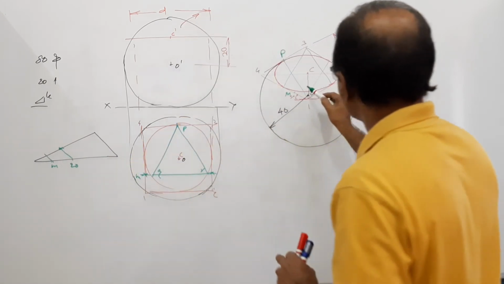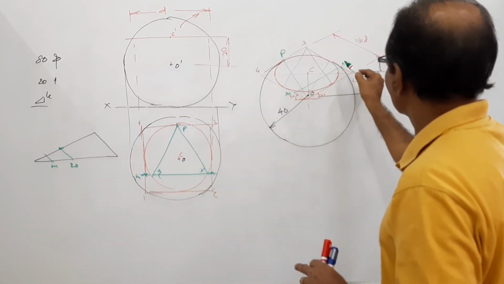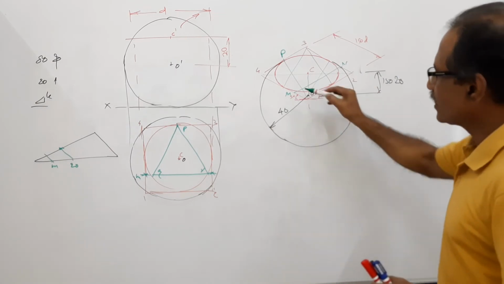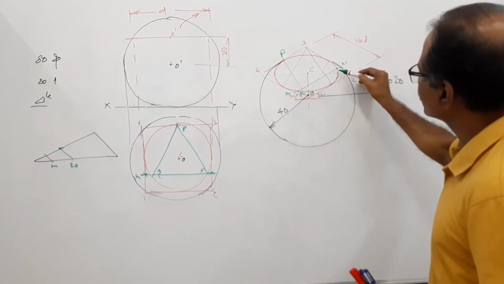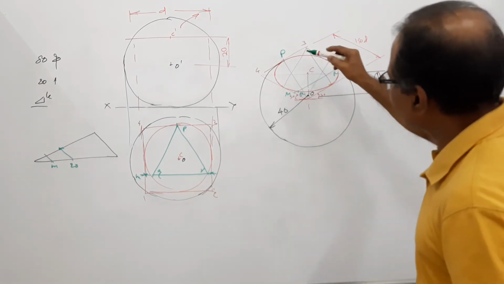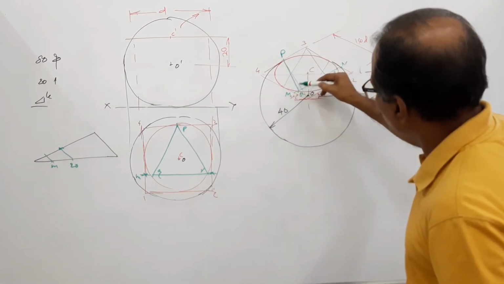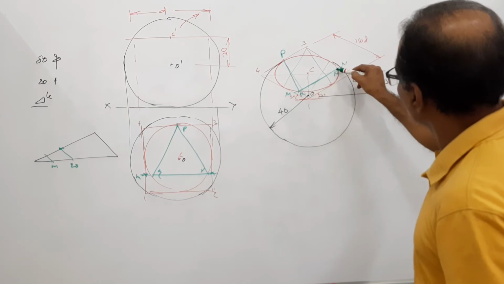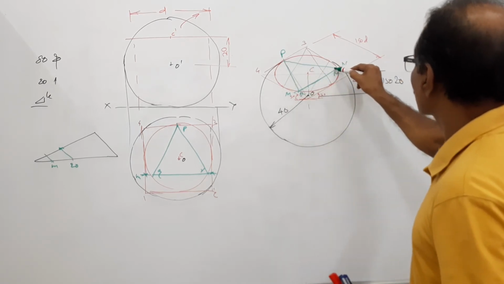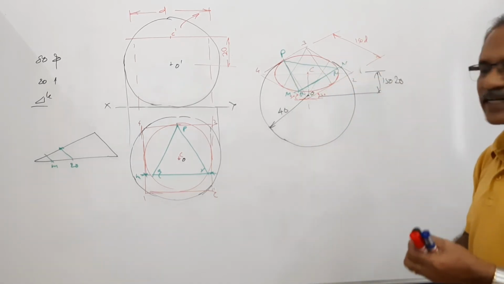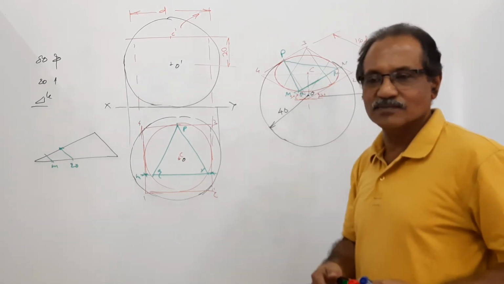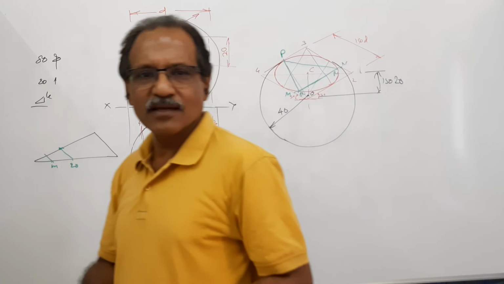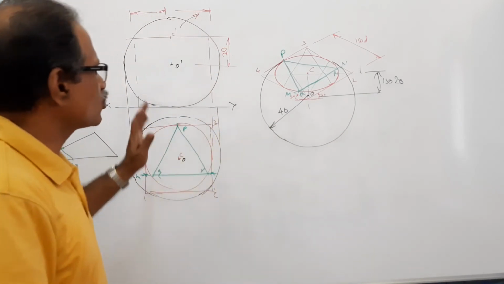Connect MN, very light line. What is this? This is Q. And what is this? This is R. Connect PQR. PQ, QR, RP. You have got the equilateral triangle inscribed in the circular face. Similarly, this is over. The question is over.